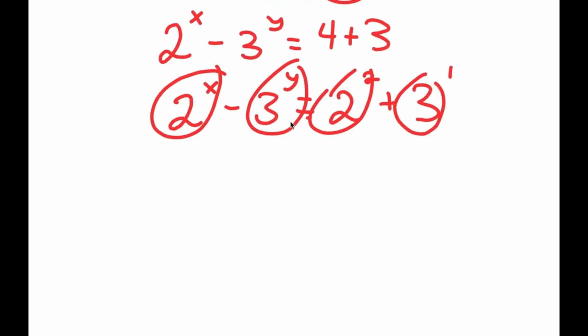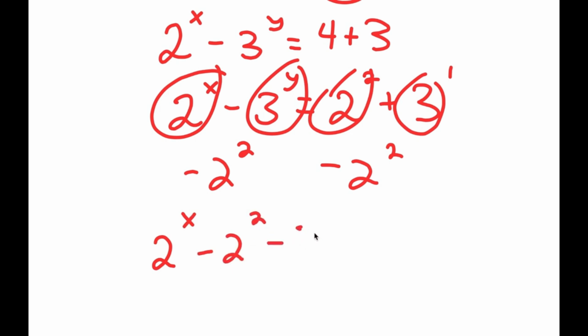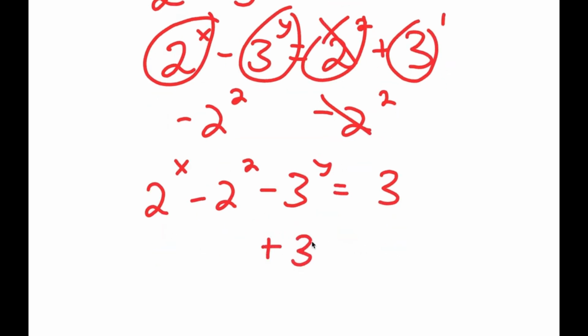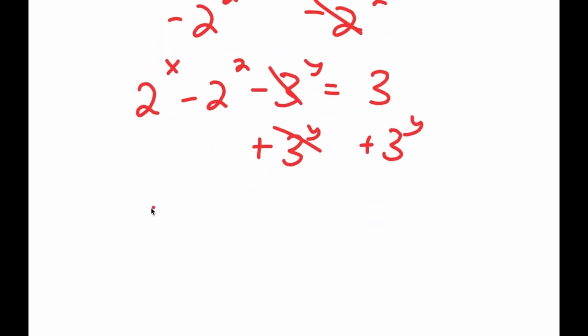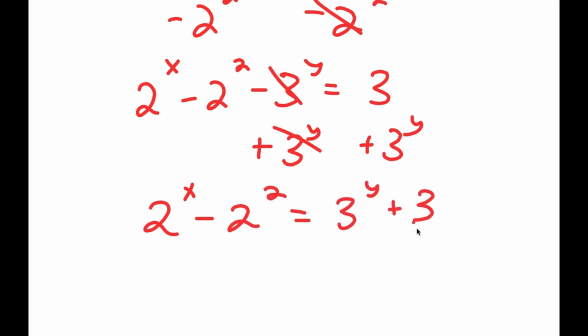Now from here, I'm going to group the powers of 2 together and group the powers of 3 together. So I'm going to subtract 2 squared on both sides. So I get 2 to the power of x minus 2 squared minus 3 to the power of y is equal to 3. And then I'm going to add 3 to the power of y on both sides. So then these two cancel out, and I get 2 to the power of x minus 2 squared is equal to 3 to the power of y plus 3.